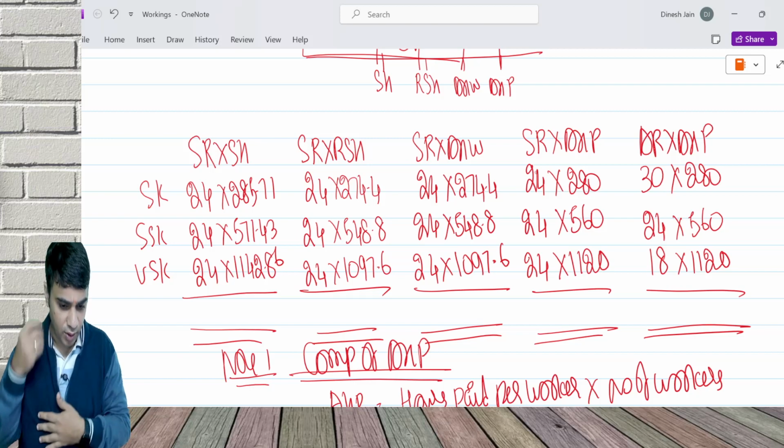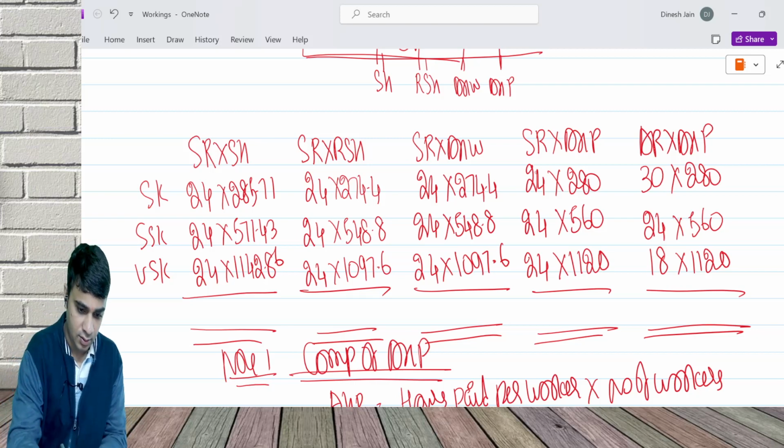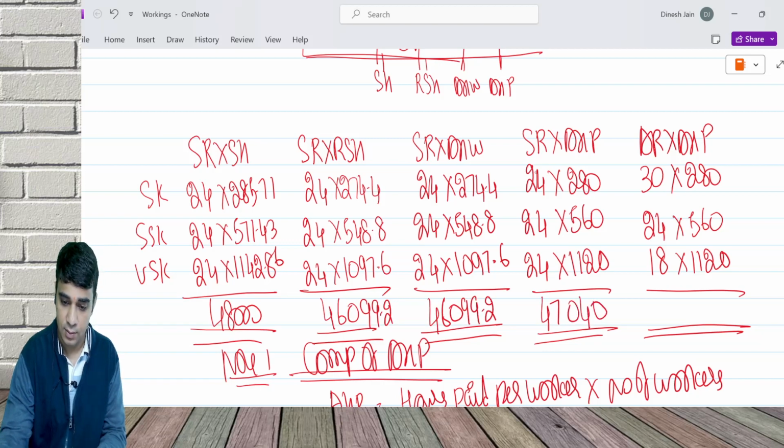Put the first column total 40, second 46, okay, third one, fourth one 47, last one 42.